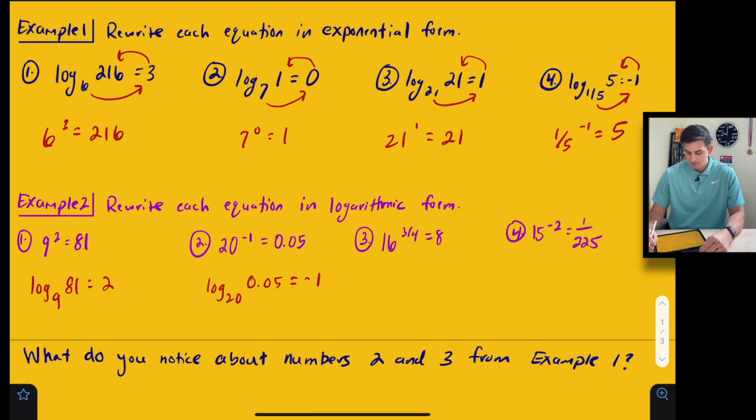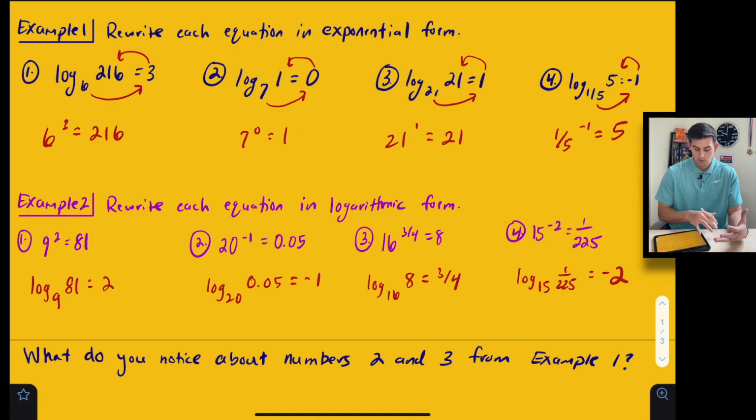Number 3, 16 to the 3/4 power equals 8. So we can write it as log base 16 of 8 is equal to 3/4. And then last one, number 4, 15 to the negative second equals 1 over 225. So we can write this as log base 15 of 1/225 is equal to -2, okay? And so that's how we can go from, in example 1, logarithmic form to exponential form, and then example 2, exponential to logarithmic.